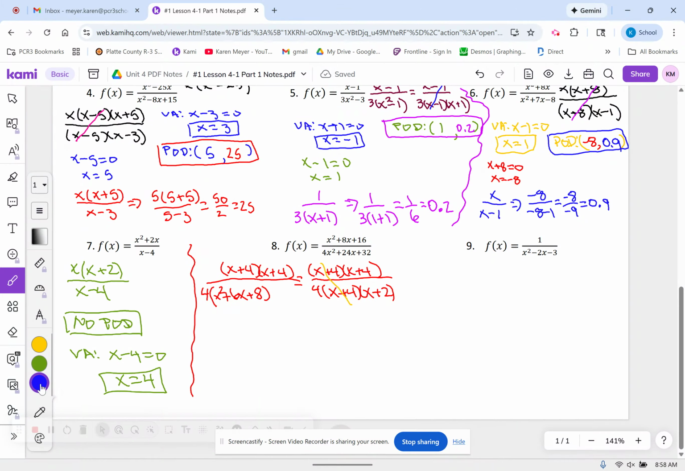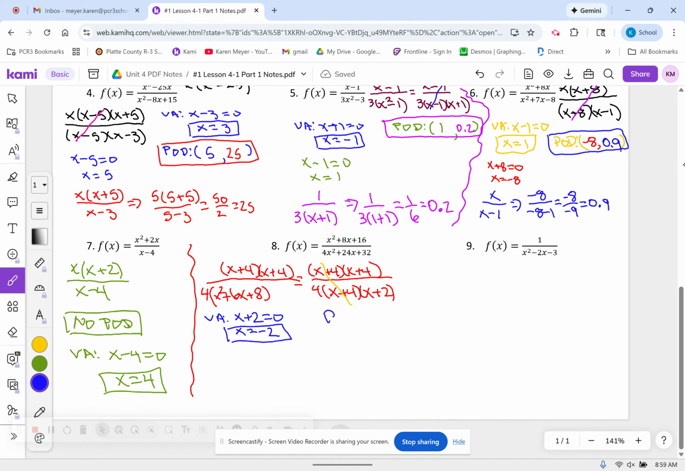For my VA, on the bottom, I don't have to pay attention to the 4 because it doesn't have an x. So my VA, I'm just looking at x plus 2 equals 0. So x would equal -2, and that is my VA.